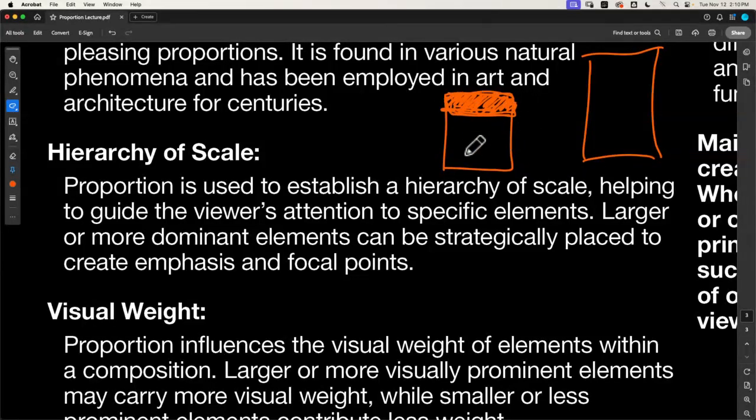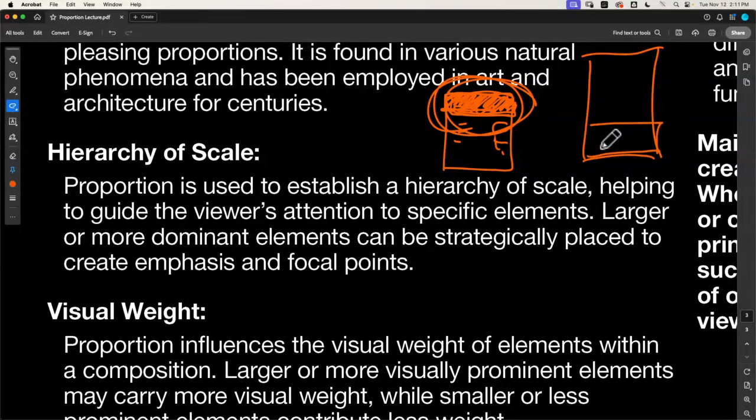So the scale of it is bigger than anything else, the headliners or the images. You want people to read that first. And so you make it proportionately bigger than everything else within the design to help people know, that's what I should be paying attention to. And then you can do that.